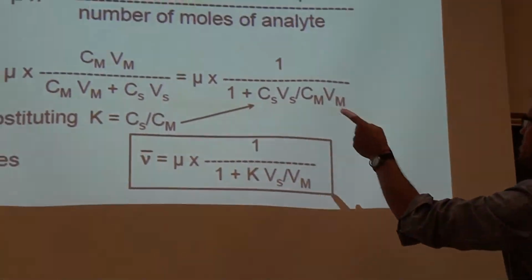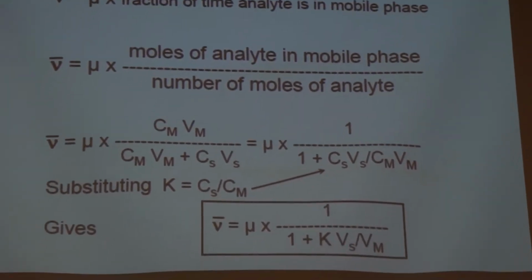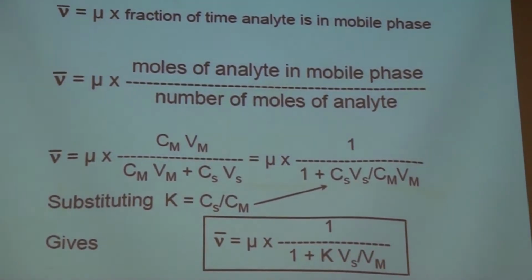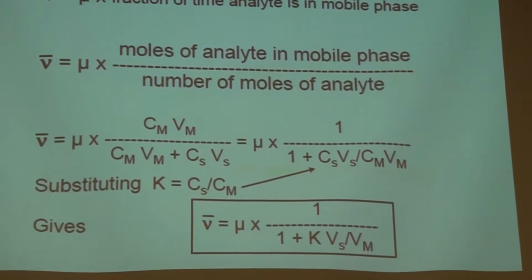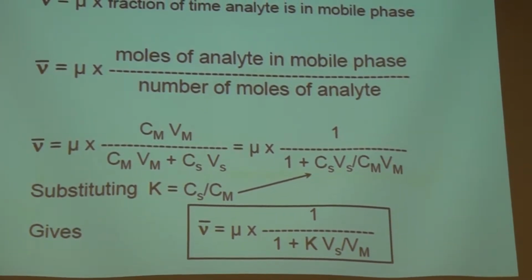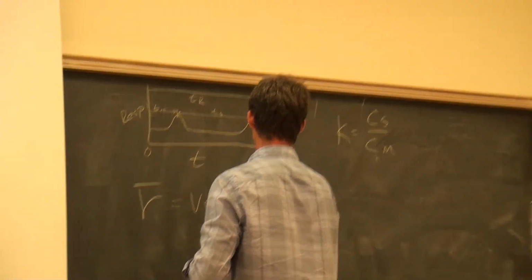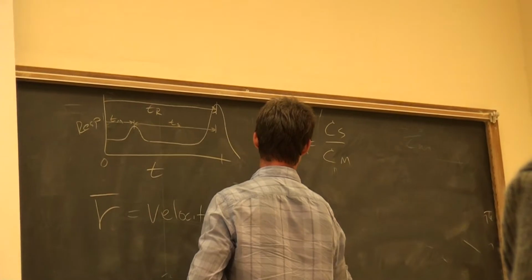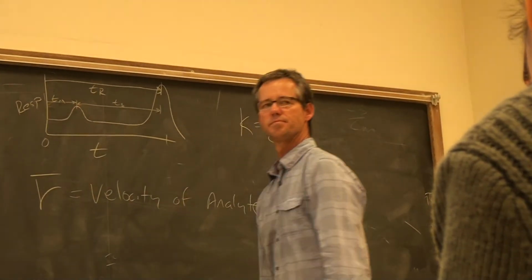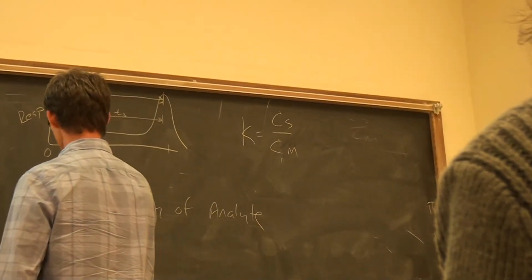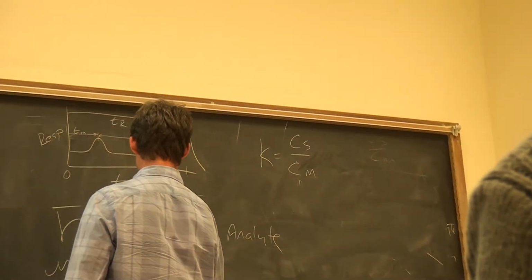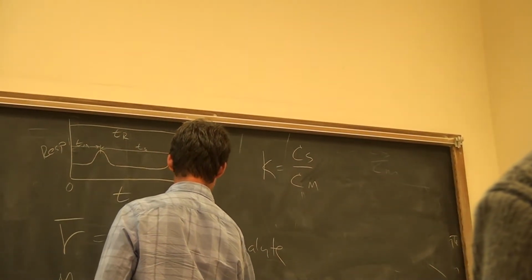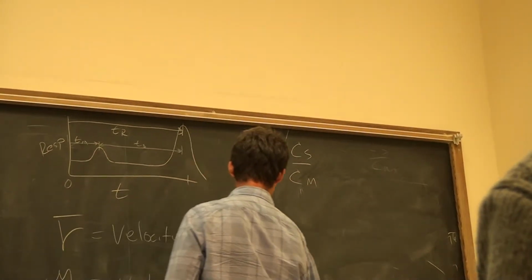We can look at a number of different terms, and so we can look at this v term as relating to the velocity of our analyte through the column. Okay. And we can use mu to reflect the velocity of our mobile phase.